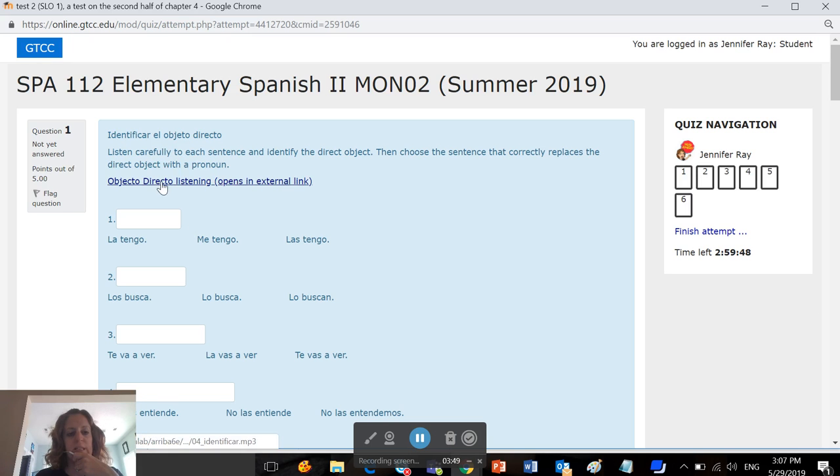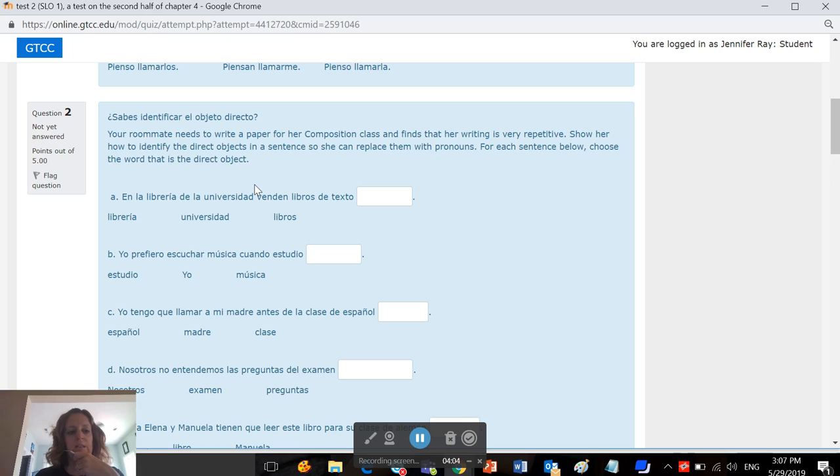So you'll listen to this. It'll go 1, 2, 3, 4, 5. And then you'll decide which of these statements restates the statement you heard for number 1 using the direct objects correctly. Okay, then here, sabes identificar el objeto directo. Your roommate needs to write a paper for a composition class and finds that her writing is very repetitive. Show her how to identify the direct objects in a sentence so she can replace them with pronouns.